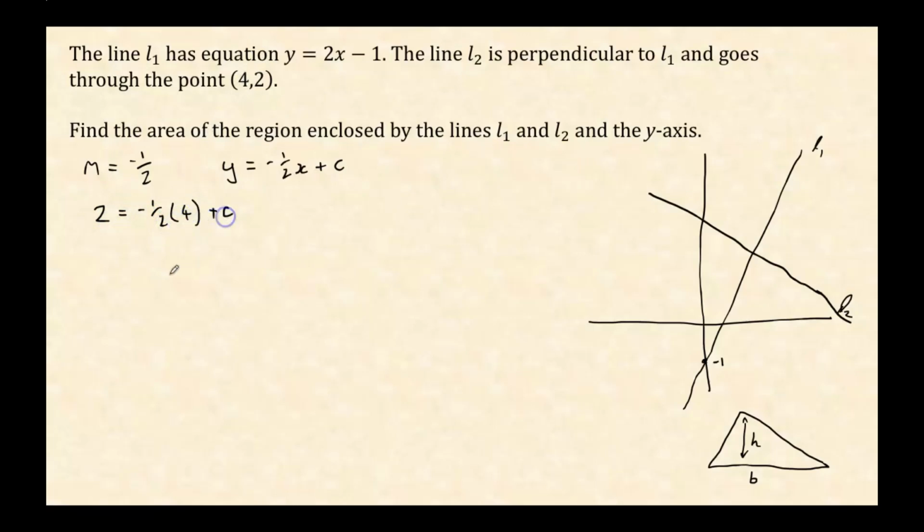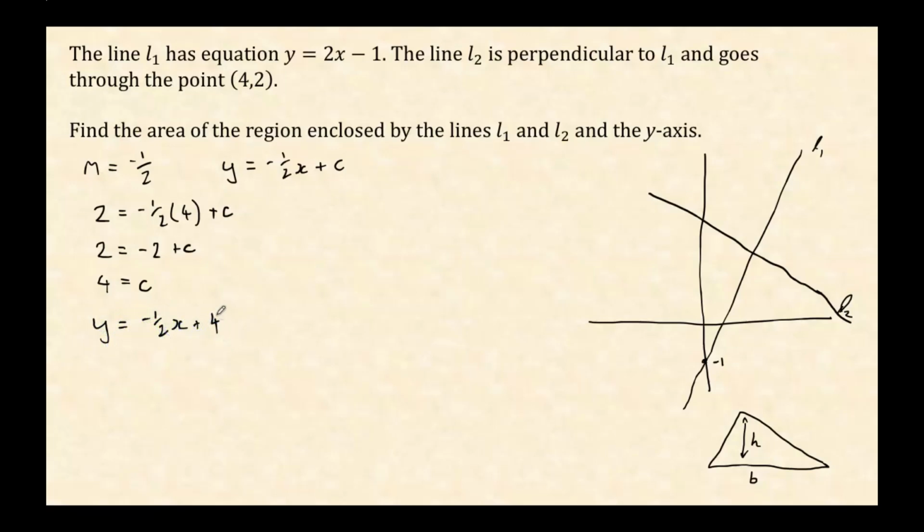And I still don't know what c is, so expanding that bracket, I get minus 2 plus c, and if I add 2 to both sides, I've got that c is 4. So that means the equation of that line is y equals minus a half x plus 4.